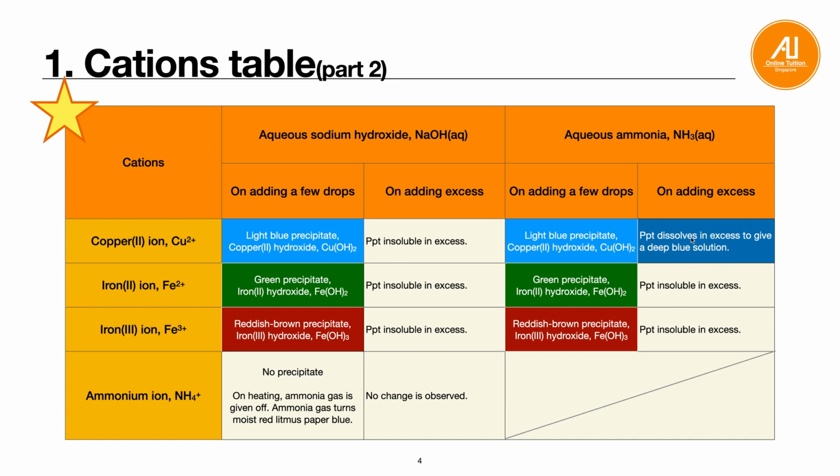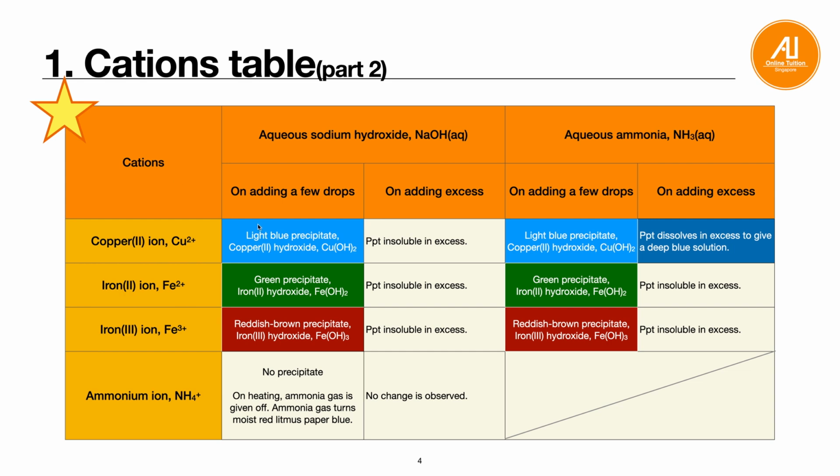For copper ions, you get a light blue PPT, CuOH2, and in excess aqueous ammonia it actually dissolves to give you a deep blue solution. It's not a colorless solution, it gives you a deep blue solution. So slightly unique, so watch out for this one as well. Make sure you memorize this whole table. Usually the tip to memorize this is to try to memorize anything that is unique. Whether it's white PPT, right?